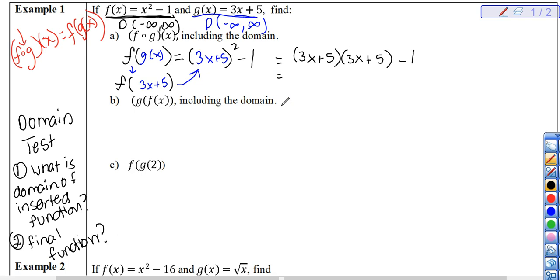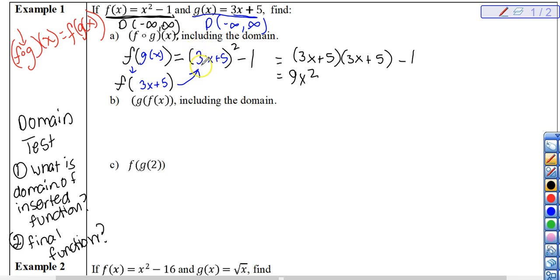I will tell you that I am at the point now where I really want you to be able to square a binomial without expanding it first. So here's how I do it. When I'm squaring a binomial, I know I'm squaring the first number. 3x times 3x is 9x squared. And then if I expand it, I do my outside multiplication plus my inside multiplication, which is 15x plus 15x. Well, without expanding it, this is what I do.